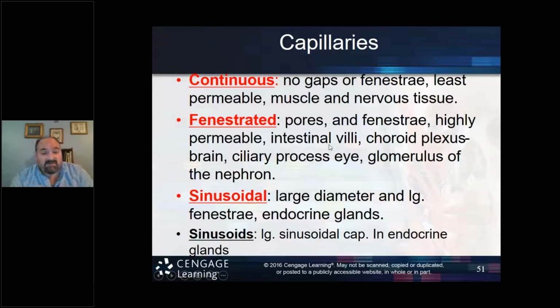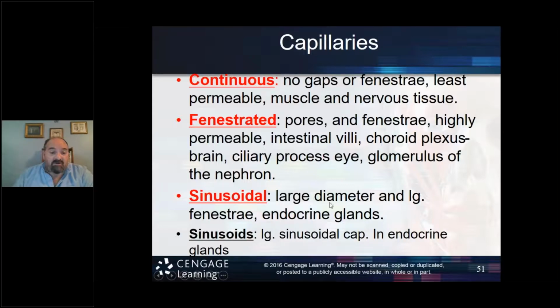So where would we have this? In the GI tract, right? Intestinal villi, and the choroid plexus in the brain. With the ependymal cells, we're producing CSF, cerebrospinal fluid. Ciliary process of the eye: we're also producing the aqueous humor and such. Glomerulus of the nephron: this is where we're filtering blood and producing filtrate, which becomes urine. So that's where these highly permeable, fenestrated capillaries are present.